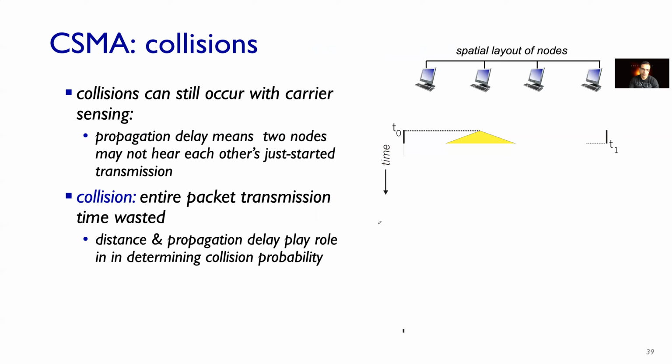Time here is being shown along the vertical axis. So here, imagine that this node, the second node, starts transmitting at time t0. So it gets a new frame. It senses the channel. It doesn't hear anyone else. No one else is transmitting yet. So it sees no one else is sending, so it can start sending.